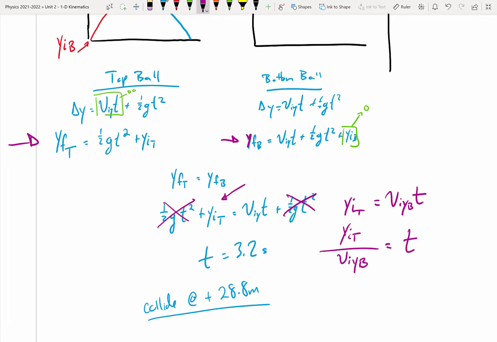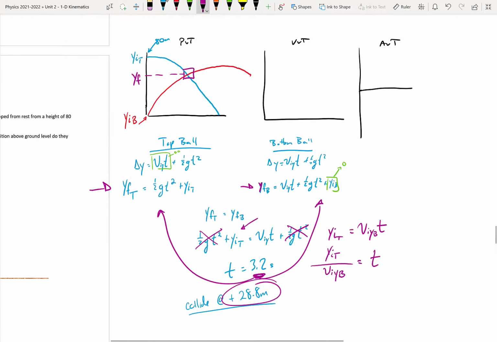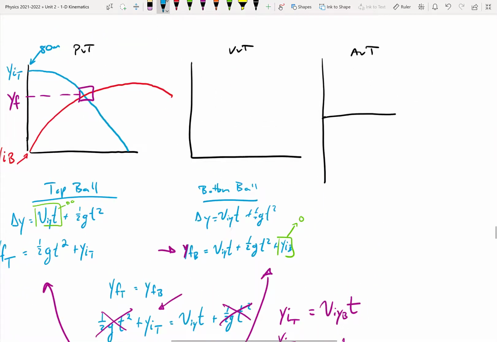So at 3.2 seconds, you just take that and put it back into one of your equations that's got time in it, and then you can get the position. Okay, and you can double check: you put it into both equations and make sure that you're getting the same final position. Let's take a look at our velocities.